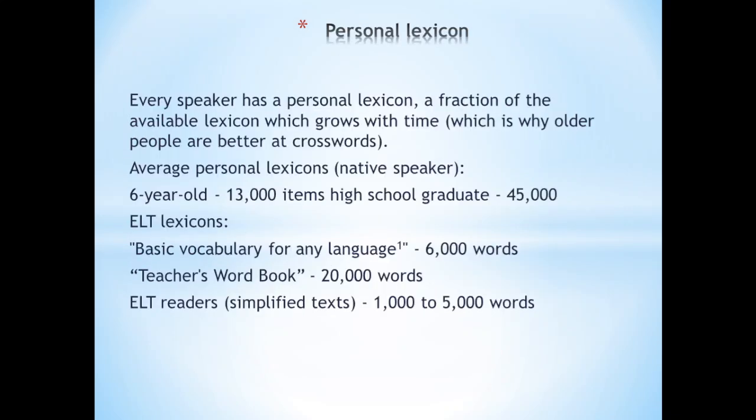Personal lexicon. Every speaker has a personal lexicon, a fraction of the available lexicon which grows with time, which is why older people are better at crosswords. Average personal lexicons: as a native speaker, a 6-year-old child knows 13,000 items, and a high school graduate knows 45,000 lexical items or words.